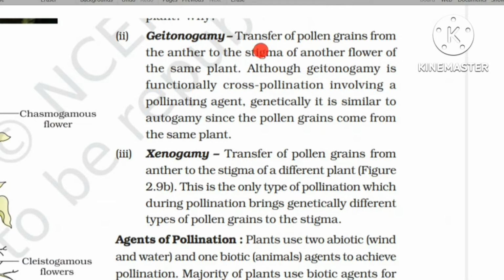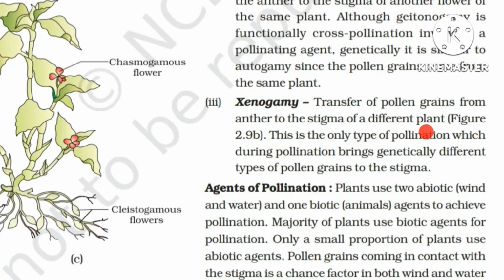Geitonogamy. Transfer of pollen grains from the anther to the stigma of another flower of the same plant. Although geitonogamy is functionally cross-pollination involving a pollinating agent, genetically it is similar to autogamy, since the pollen grains come from the same plant. Xenogamy. Transfer of pollen grains from the anther to the stigma of a different plant. This is the only type of pollination which during pollination brings genetically different types of pollen grains to the stigma.